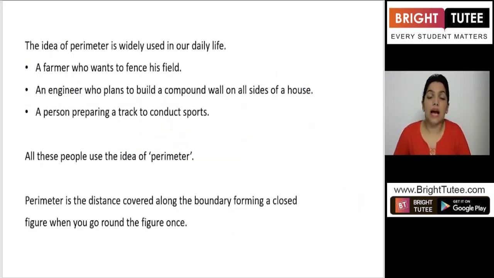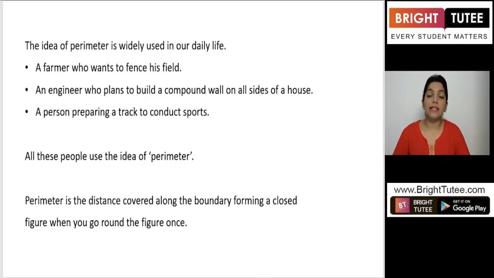Moving ahead. What does it say? It says the idea of perimeter is widely used now in daily life, where if a farmer wants to fence his field, fencing is like putting a boundary. It could be fencing with a metal wire, or it could be a wooden fencing. So anything that you are covering, the boundary of the land that you are occupying.